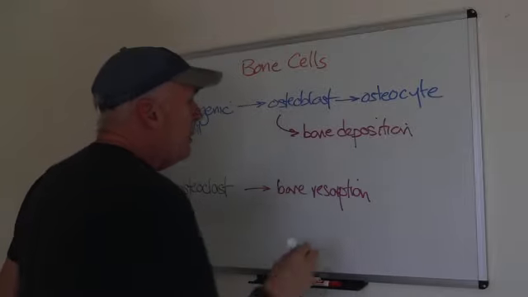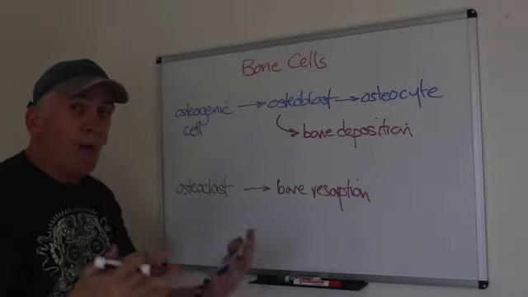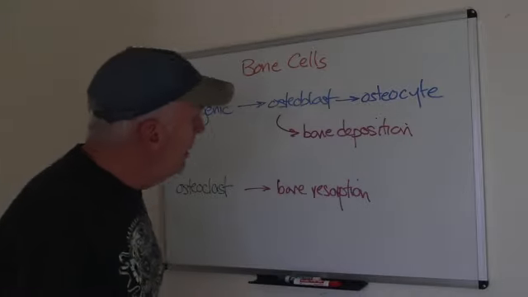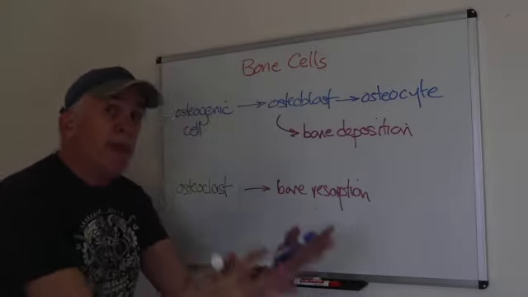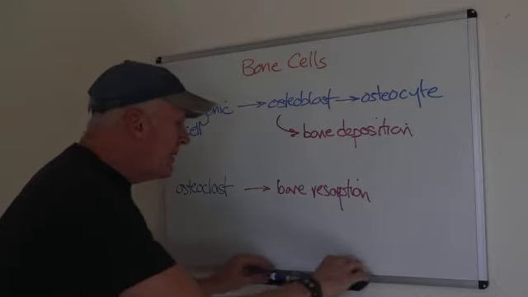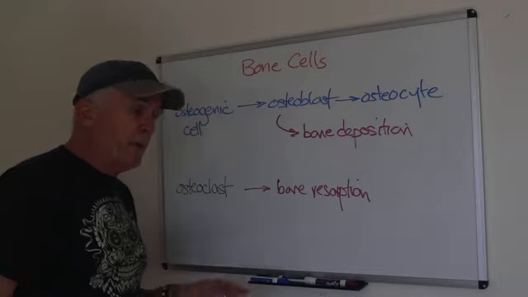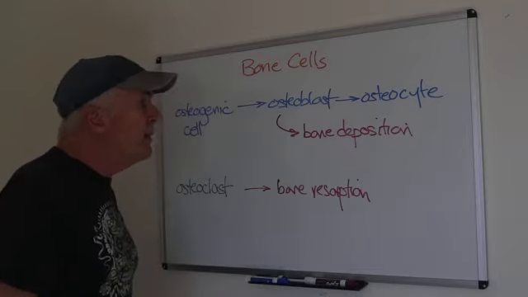Bone resorption means taking minerals back out of the bone. Bone deposition, put minerals into the bone. Bone resorption, take minerals back out of the bone. And in particular, we're going to focus on calcium. Remember I said the two minerals in bone are mostly phosphate and calcium.